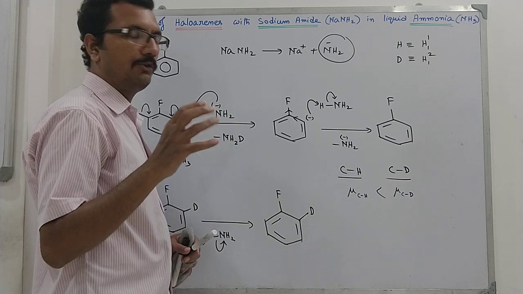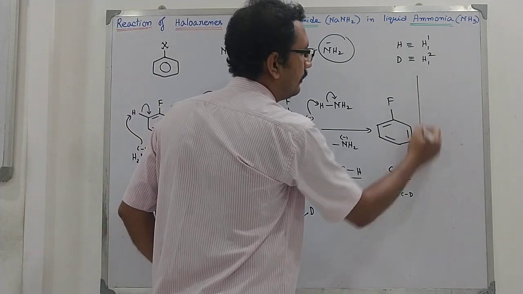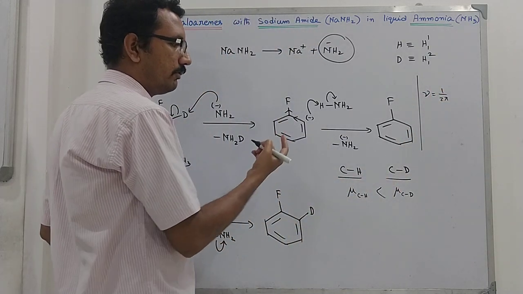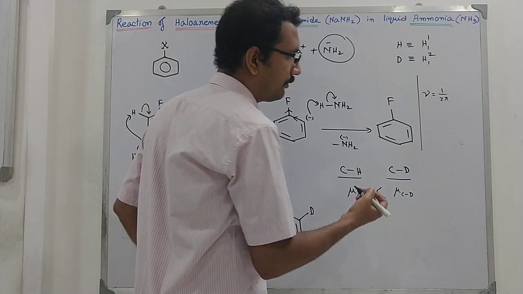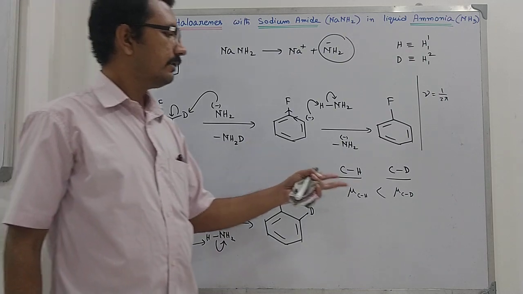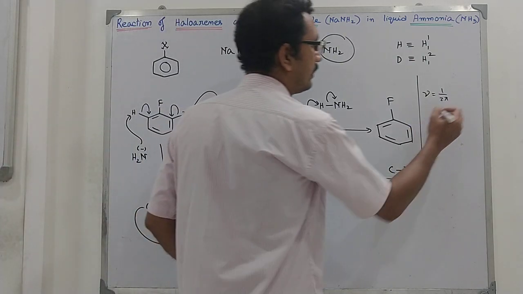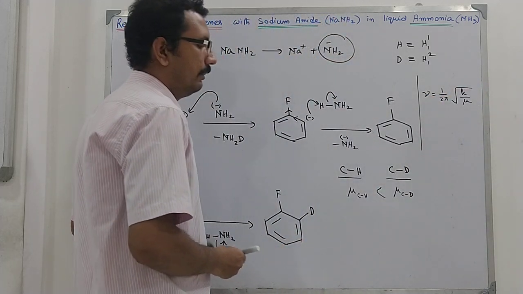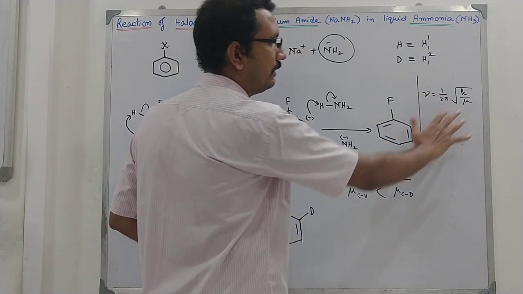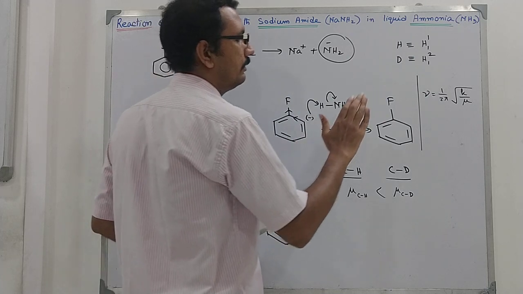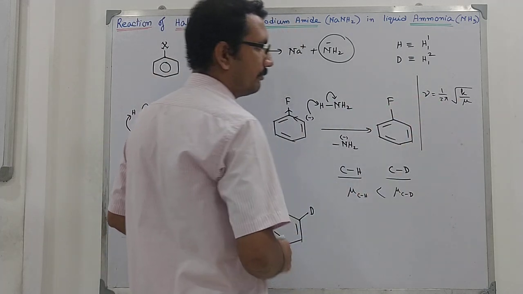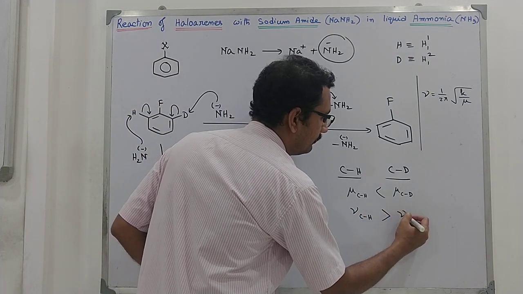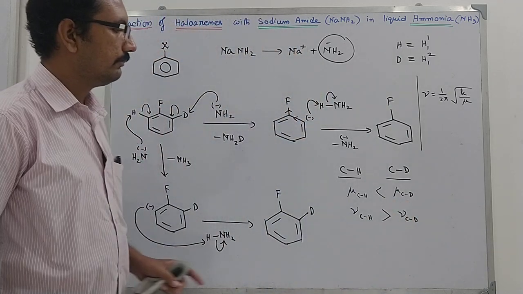Now from the theory of harmonic oscillator we know that frequency is given by, if we consider the bonds to be simple harmonic oscillators, which is actually not so, these are all anharmonic oscillators, but to a good approximation we are considering the bonds to be simple harmonic oscillators, and the frequency of such an oscillator is nu equals 1 by 2 pi root over k by mu. So the frequency is inversely proportional to the square root of the reduced mass. So what will be the frequency? The frequency of the CH bond will be greater than that of the CD bond.